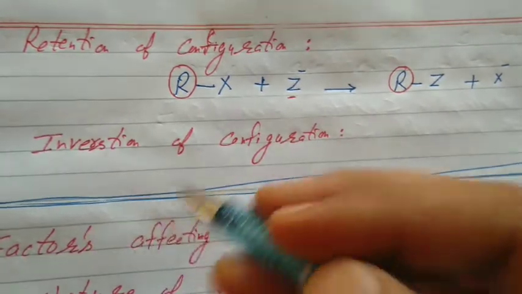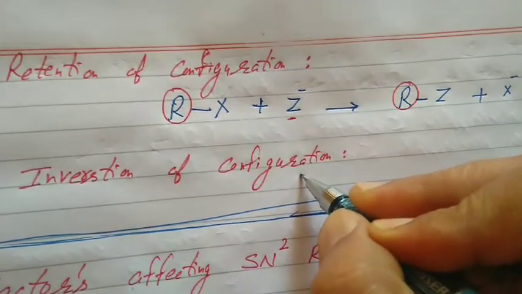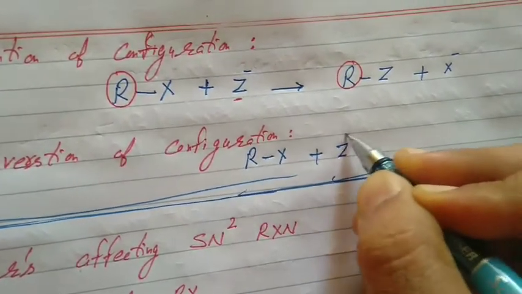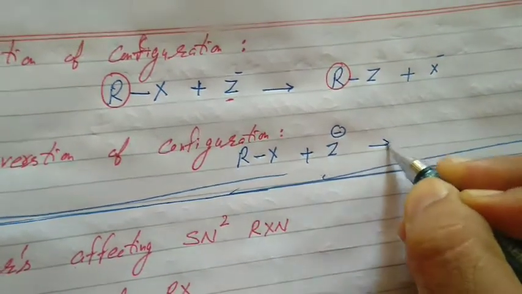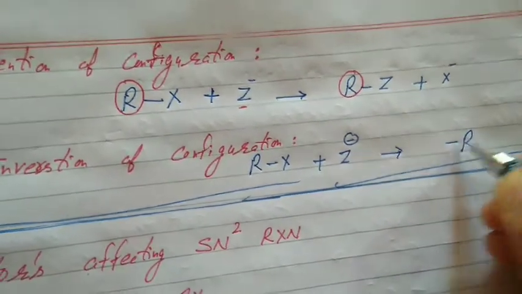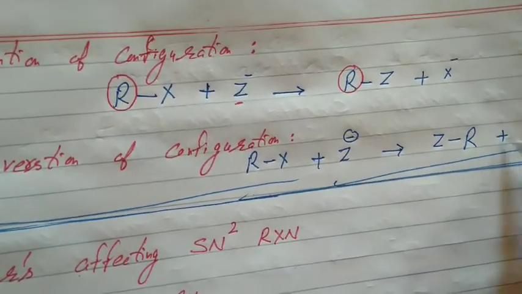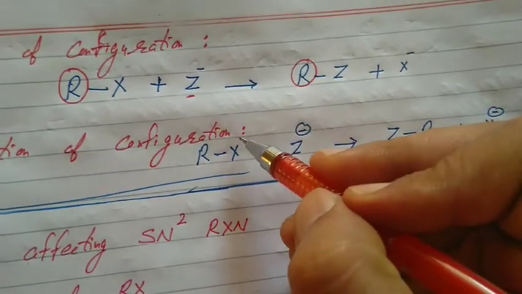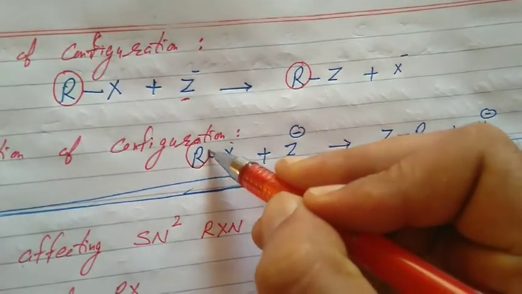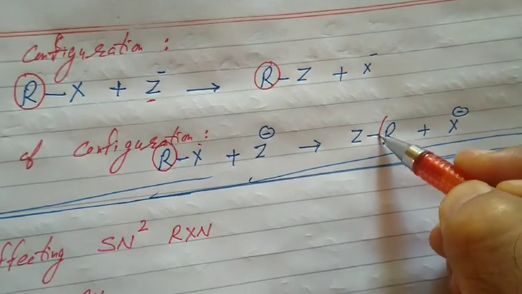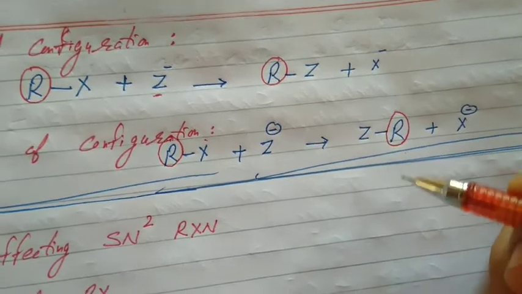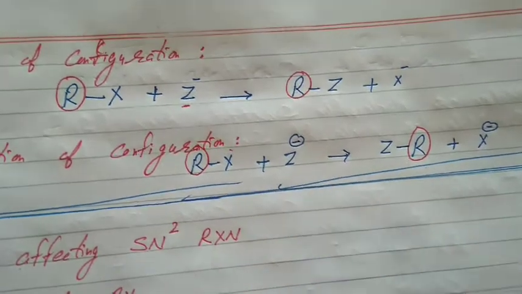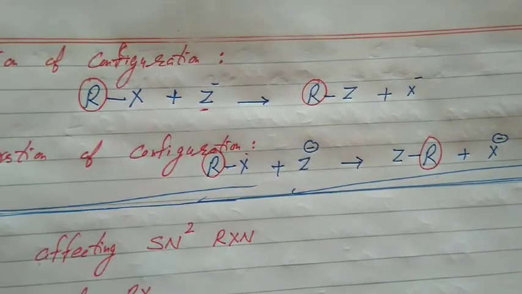Inversion, students, inverse, opposite. Again a similar reaction: RX plus nucleophile Z negative again leads to the formation of RZ and the halide ion eliminates. Students, what happens in it? X is on the right side of the alkyl group, but the new group approaches the opposite side. X is on the right side, Z is on the left side. The new group occupies the opposite position to that of the leaving group. We call it inversion of configuration.